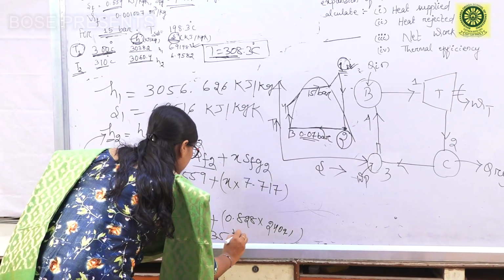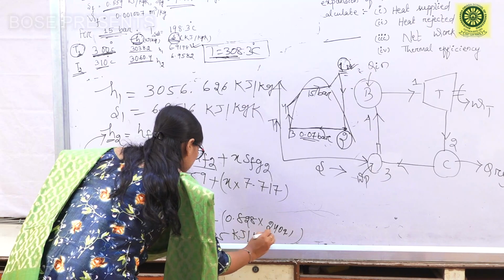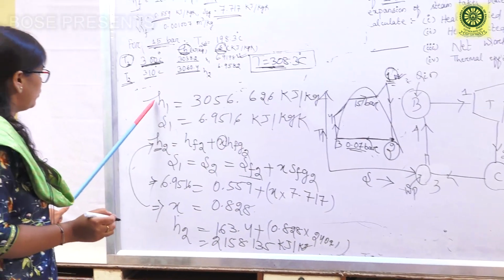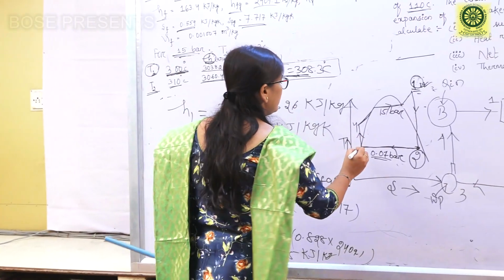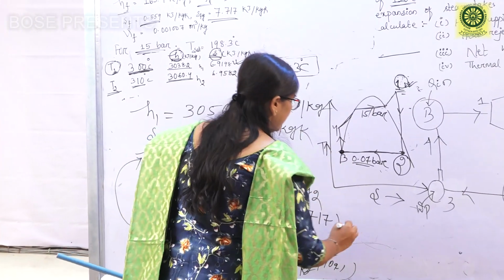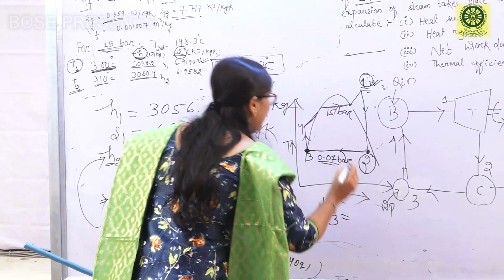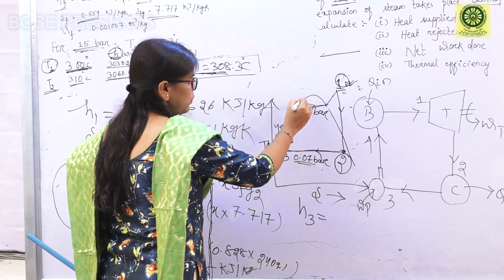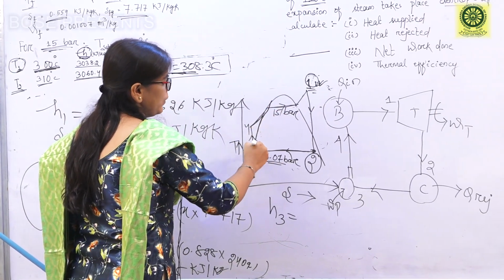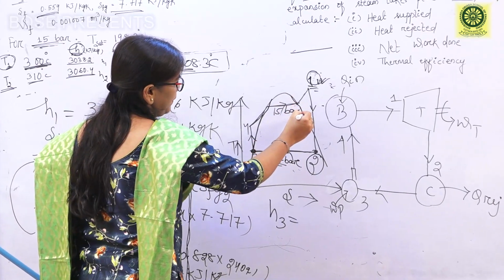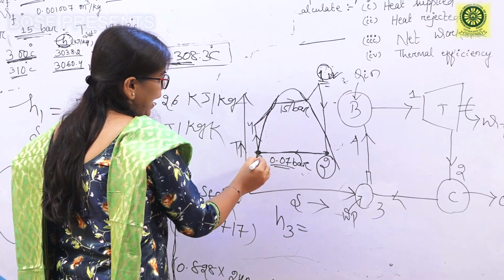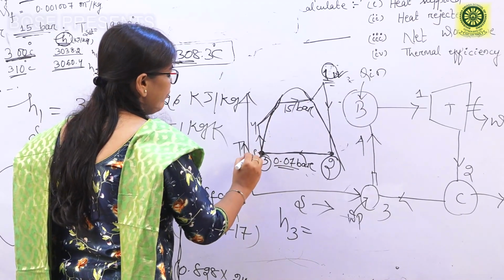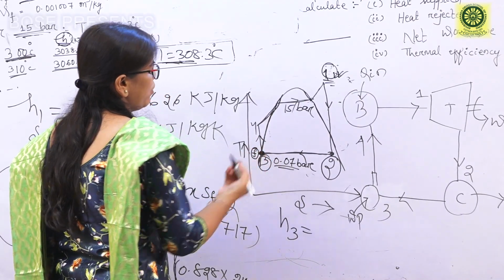2158.135 kilojoule per kg. So this is your H1, this is your H2. Then calculate the value for point 3, H3. I have already told you this is your saturated liquid line and this is your saturated vapor line. So at point 3, the F term indicates the values for point 3.